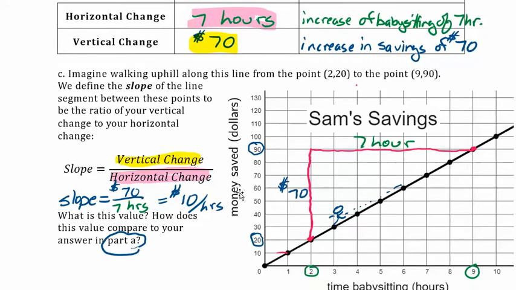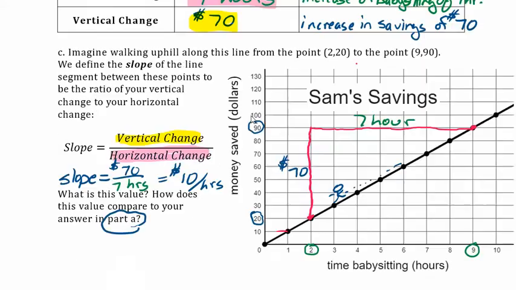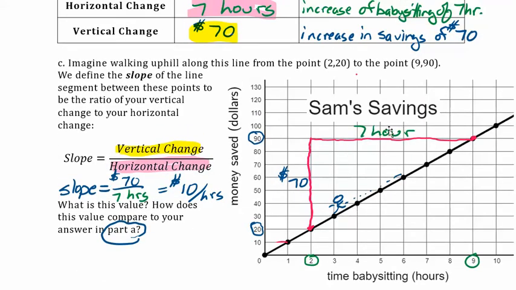All right, let's look at D. Now choose 2 other points on the graph and compute the slope of the line segment between them. Draw the horizontal and vertical line changes on the graph. What do you notice? All right, so I want you guys to do this on your own. I want you to come back to this graph and pick 2 other points. There's lots of points to choose from here.